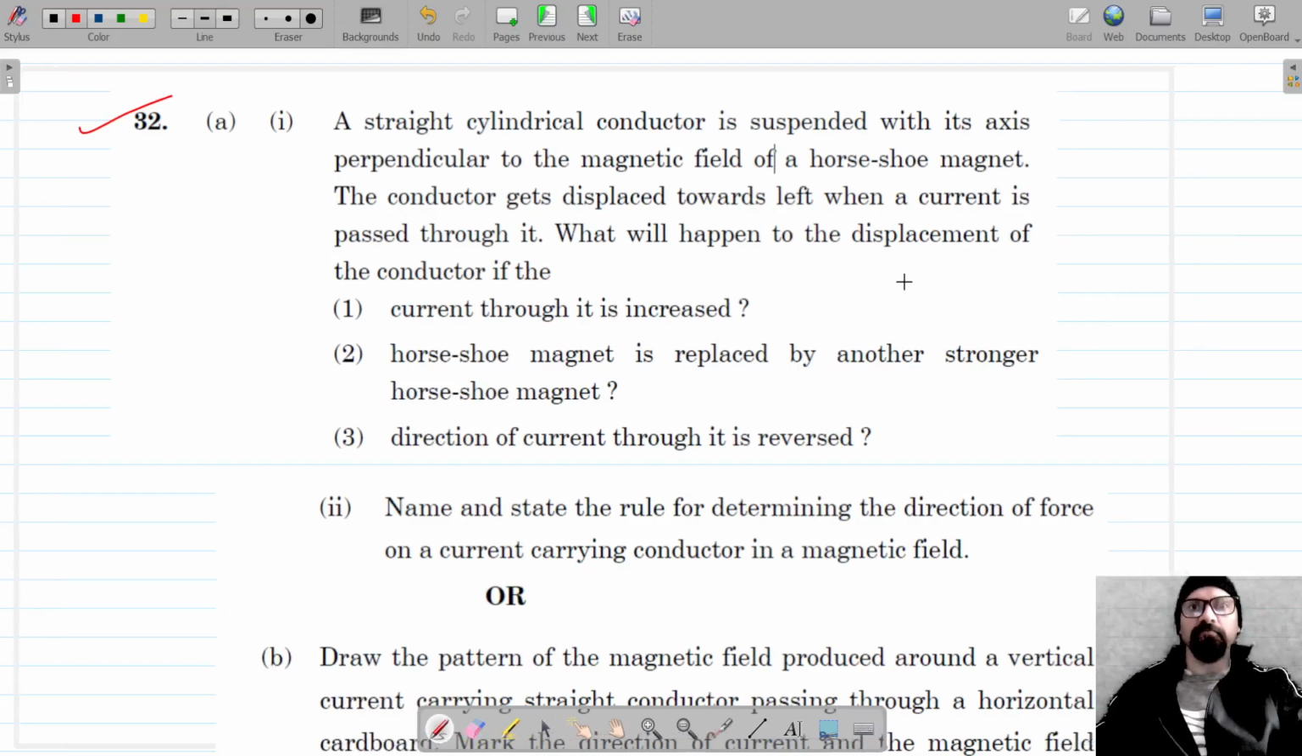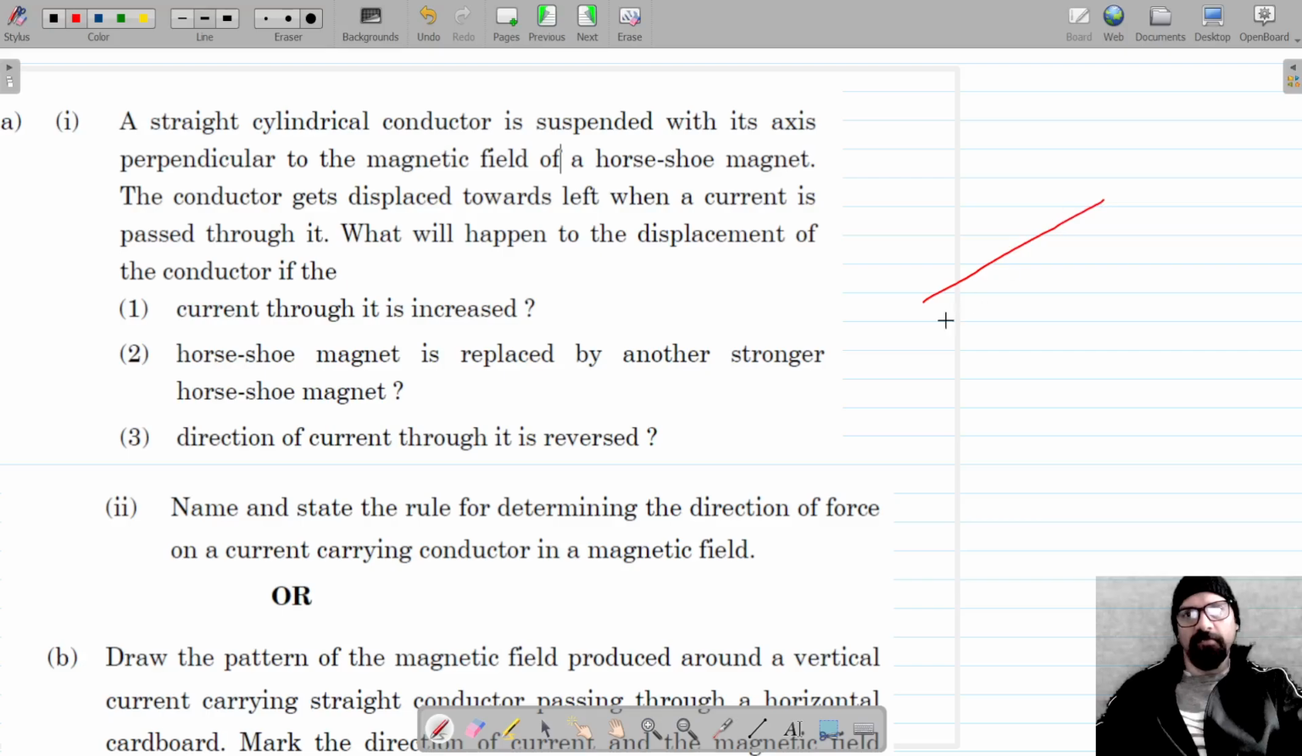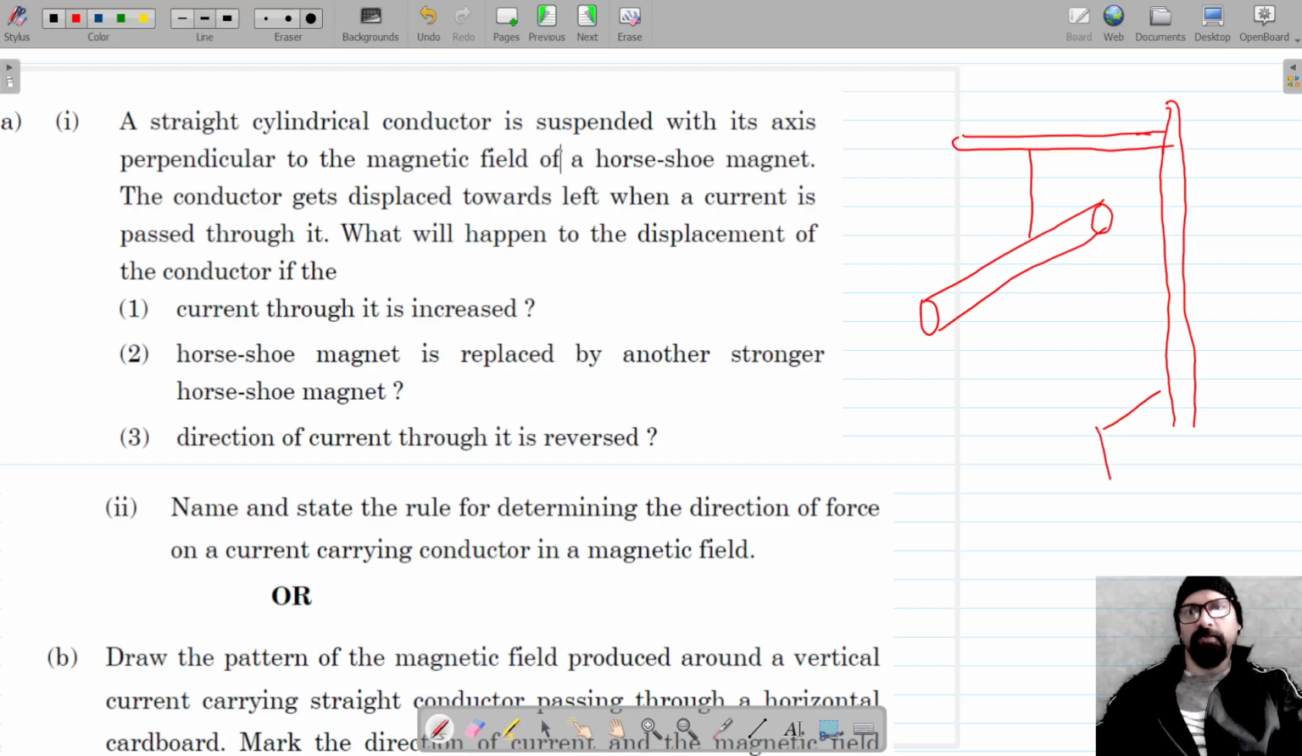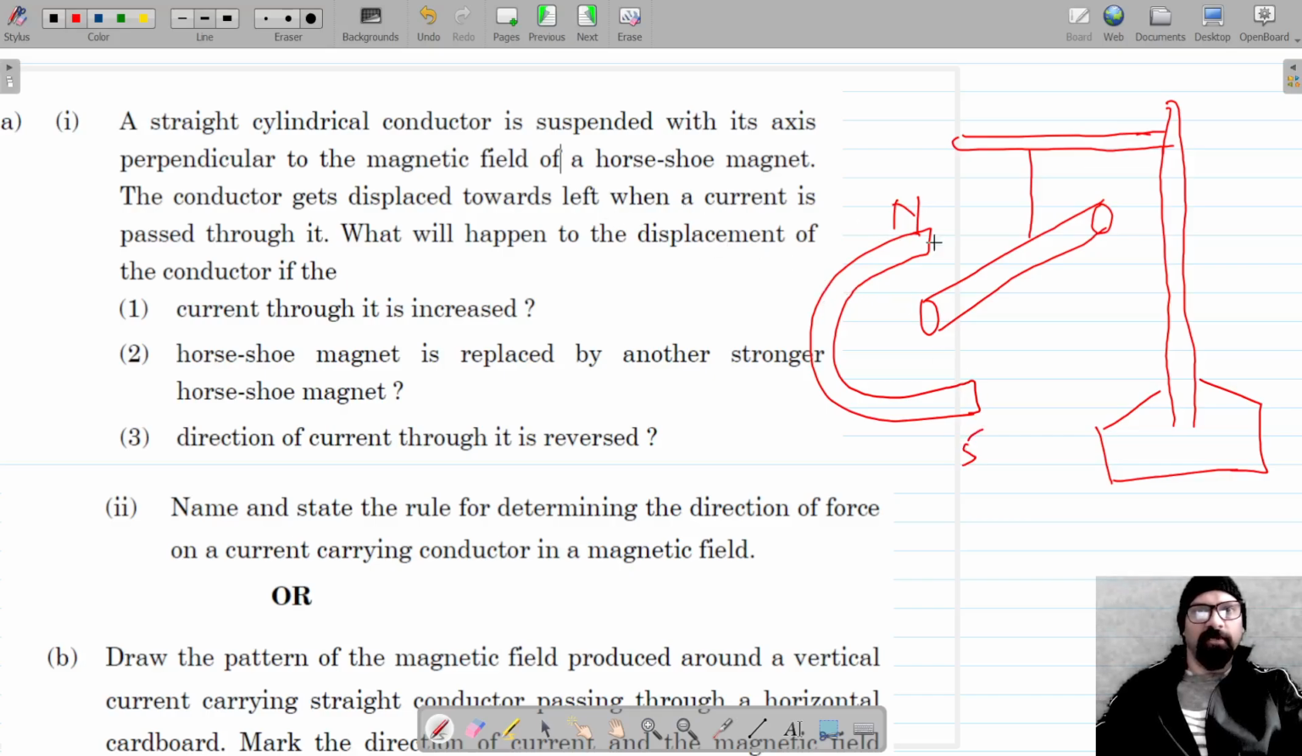So it's given that a cylindrical conductor, let's say this is a cylindrical conductor, is suspended by a stand. Let this be a stand. It is suspended with its axis perpendicular to the magnetic field of a horseshoe magnet. Let this be the horseshoe magnet, which has its north and south pole, and the conductor gets displaced towards left when a current is passed through it.